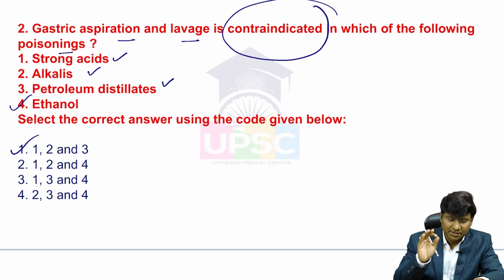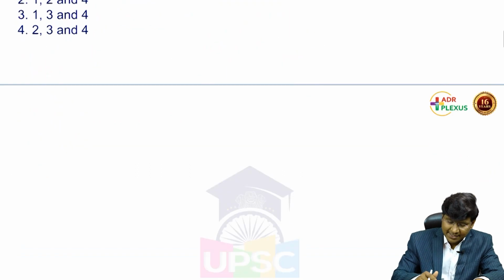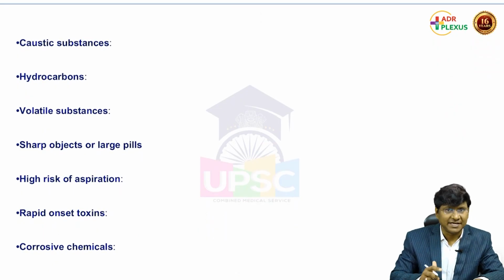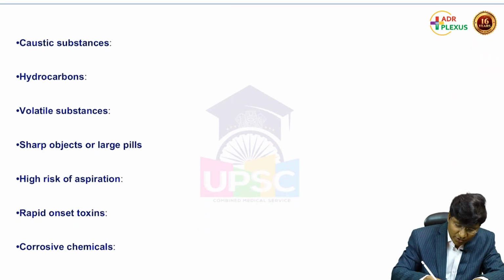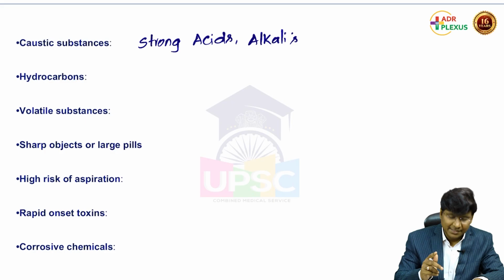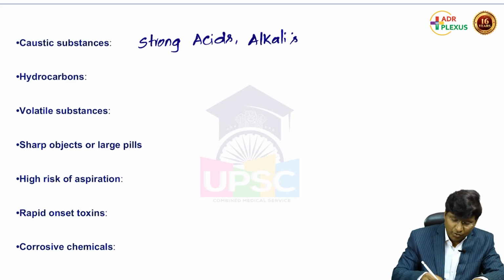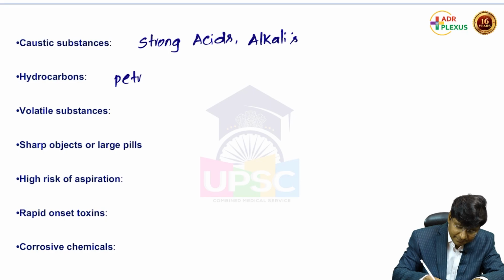Now let me give you the examples of the various toxicities or intoxications in which gastric aspiration as well as lavage is contraindicated. Number 1, the caustic substances. What are these caustic substances? These caustic substances include the strong acids as well as the alkalis, right? Then hydrocarbons, for example petroleum distillates, right? The hydrocarbons, that is petroleum distillates.